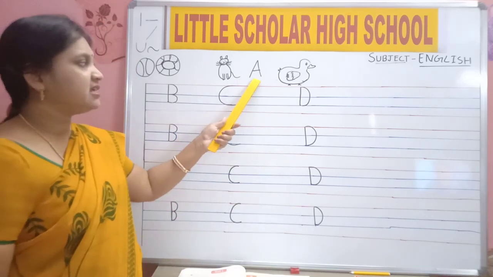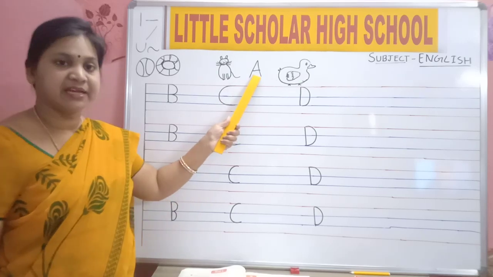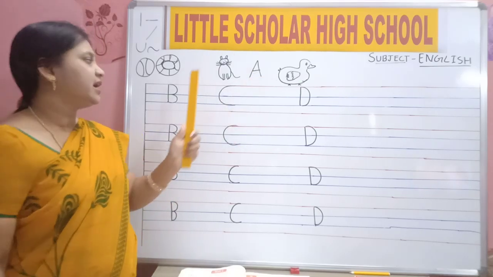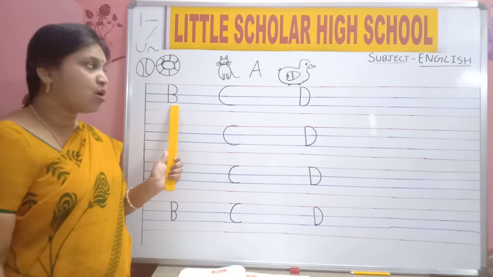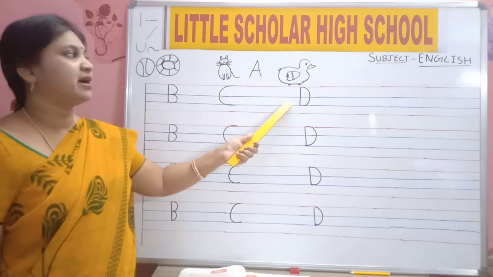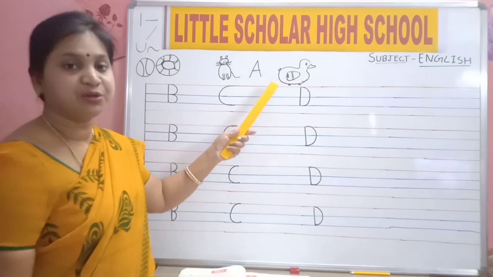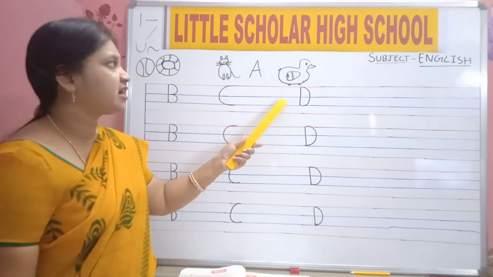Yes. A is the first letter. When you write A, B, C, D, we will start with the letter A. A for apple. Then B for ball, C for cat, D for dog or donkey or duck. Okay, D for dog, D for donkey, D for duck.